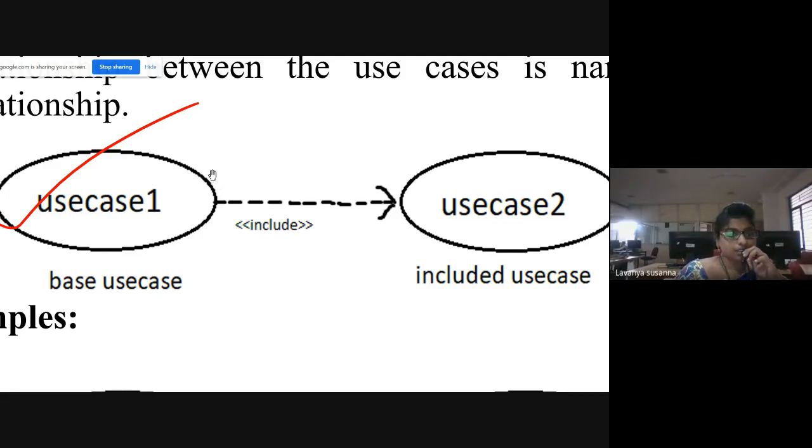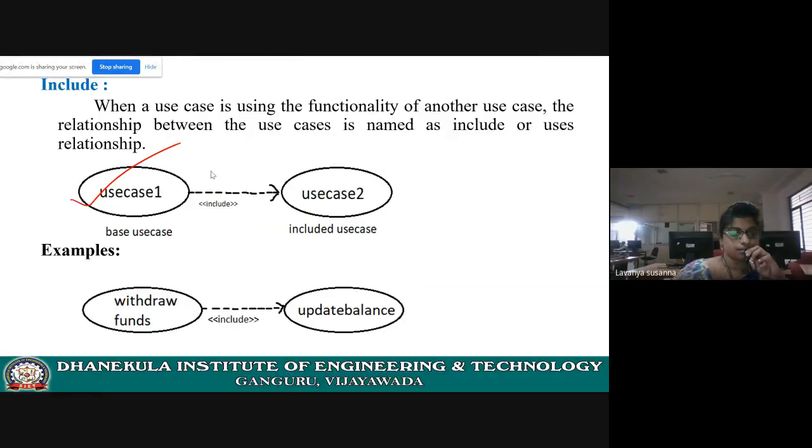See, the include relationship will be in between use cases only. Now let us see an example. You will understand well. Here, withdraw funds. After withdrawing the money, the balance must be updated, right? Compulsorily the balance must be updated. That means this use case, what is it? It is the base use case. What is the base use case? Withdraw funds. This is one of the functionalities in a banking application, right?